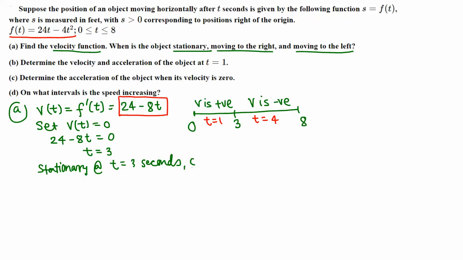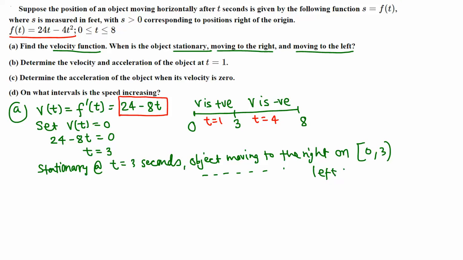The object is moving to the right on the interval starting at 0 inclusive, looking at the time interval 0 through 8, up to 3. The object is moving to the left after 3. At 3 it is stationary, so 3 through 8. That's part A. Now let's go to part B.